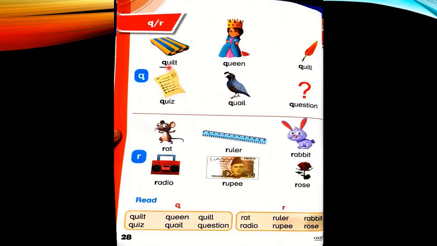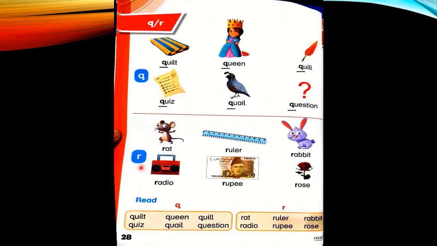Q, quilt. Q, queen. Q, quill. Q, quiz. Q, coil. Q, question. Now let's read the vocabulary of R.